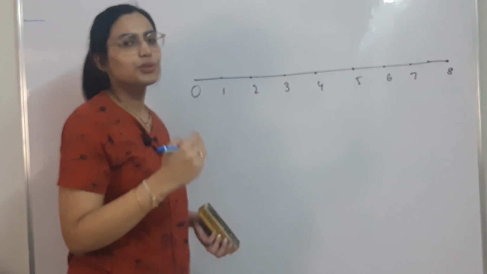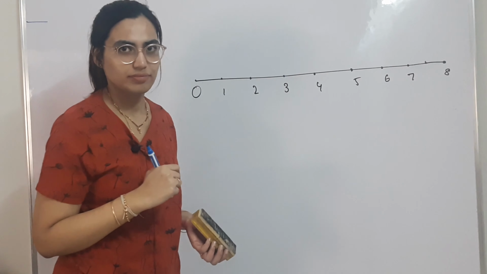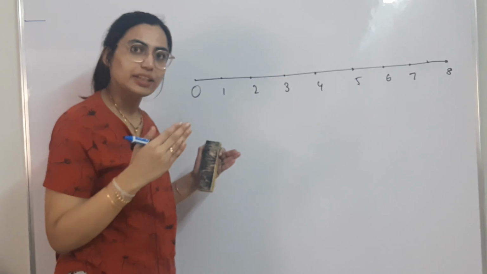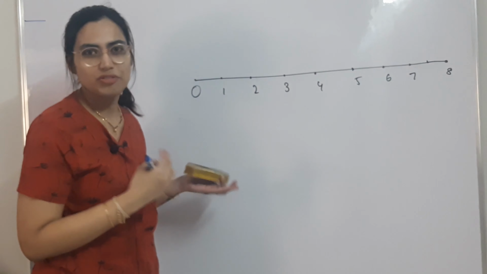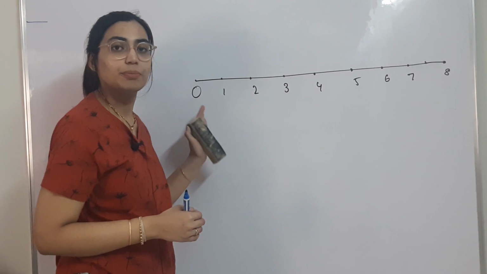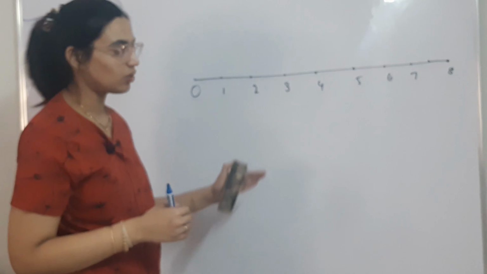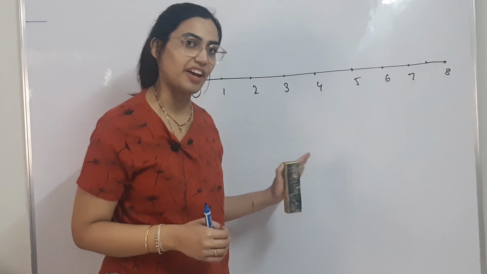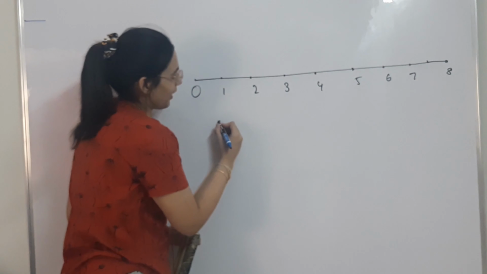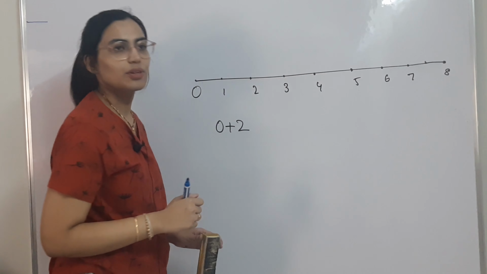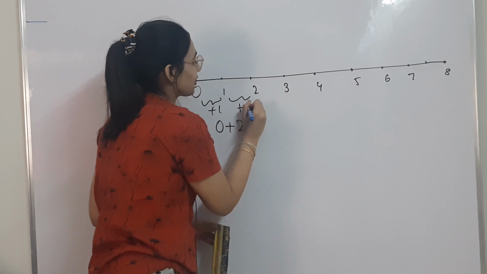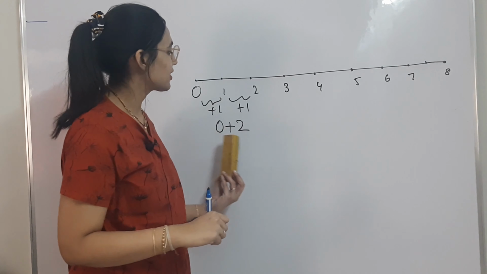Now, how do you do addition on a number line? Right? Remember the concepts that I have taught you just 2 minutes before, that all the numbers that are on the right side of a particular number will be added and they are greater, and all the numbers that are on the left side of a particular number are subtracted, that is, less than. Right? Now, I want to add 0 and 2. And remember, every number is 1 unit distant. Right?